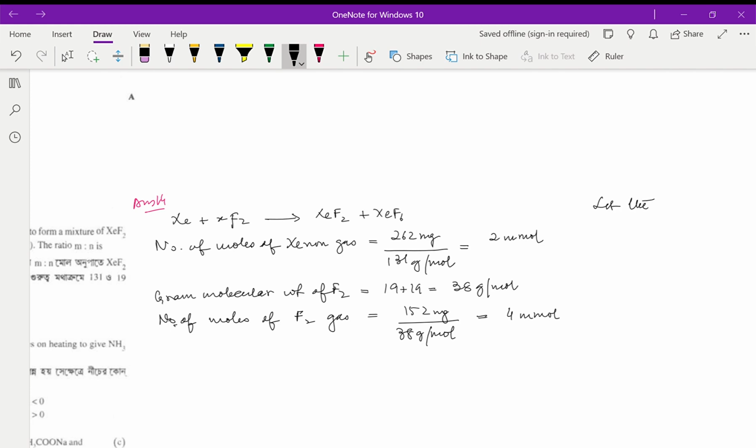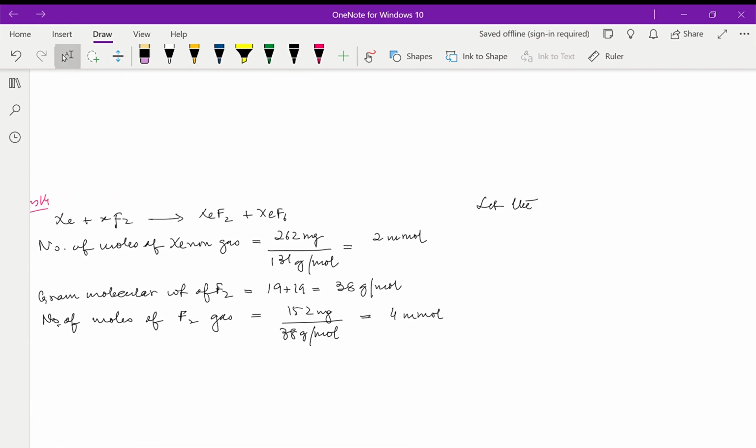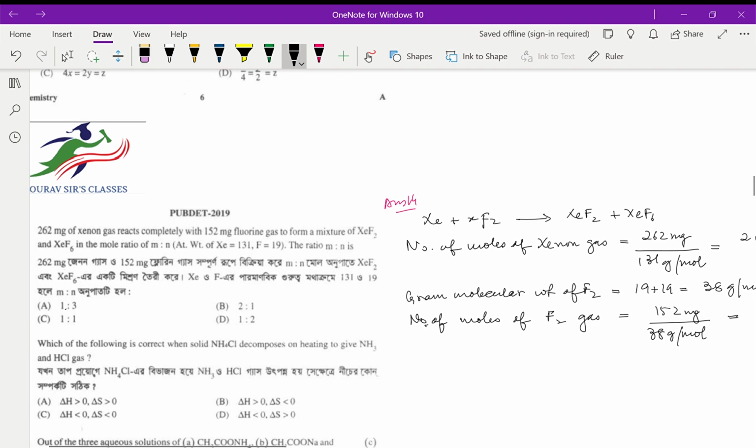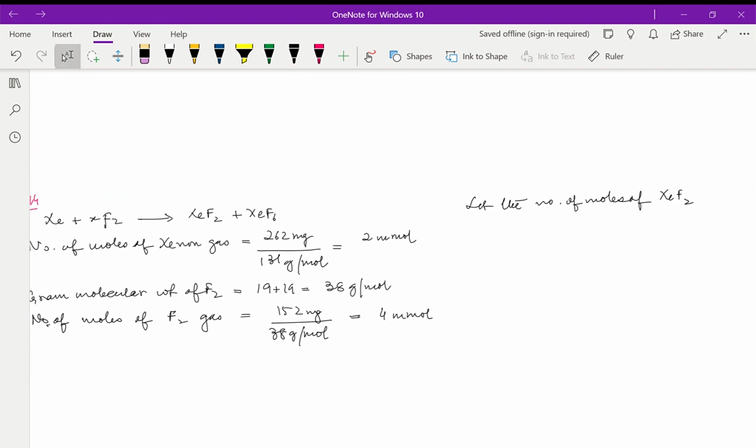Now for the solution, we are saying that let the number of moles of XeF2 be A, and the number of moles of XeF6 be B.